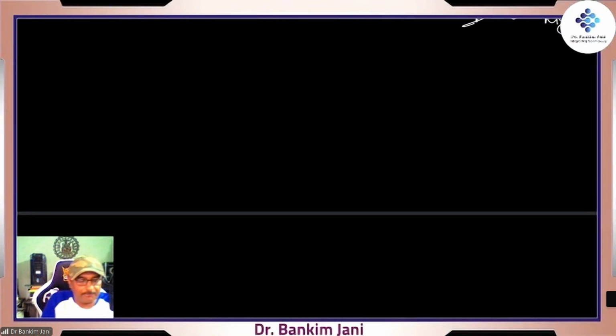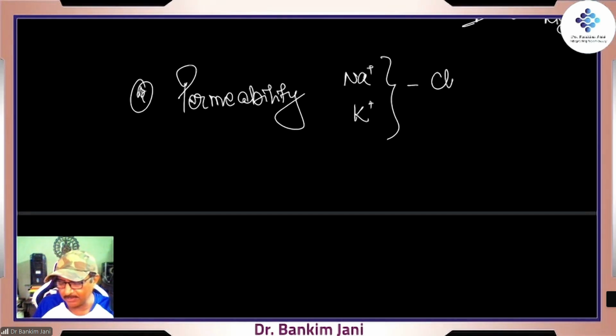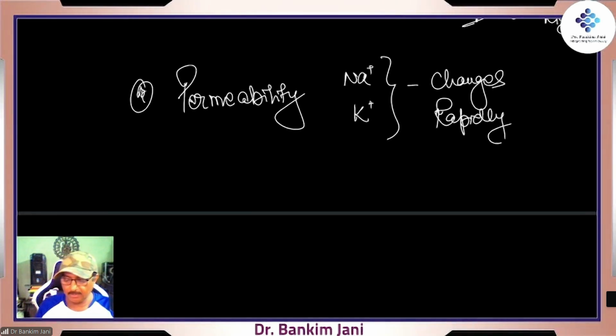The fourth point of today's discussion is the game changer: permeability. Permeability means who can pass across the cell membrane. You'll find that the permeability of sodium and potassium changes very rapidly. Why? Very simple. If the channel is there, and as we said, there was a logarithmic curve.